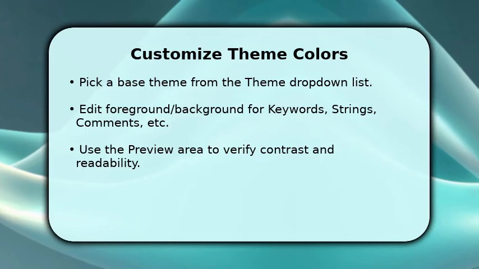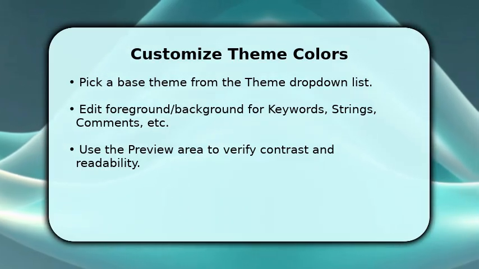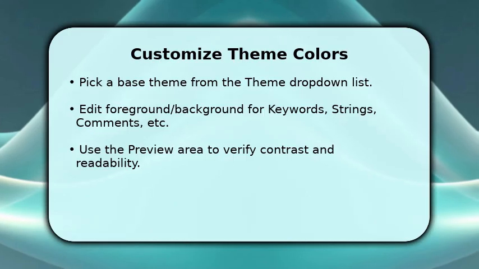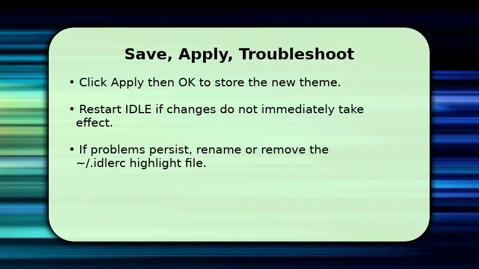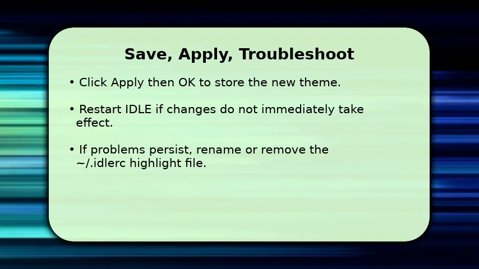Once you see clear, legible text patterns across types, you're ready to save a custom theme name. Finish by clicking Apply and then OK. This writes your selections into Idle configuration. Once done, close Idle and reopen it to ensure the theme loads everywhere.